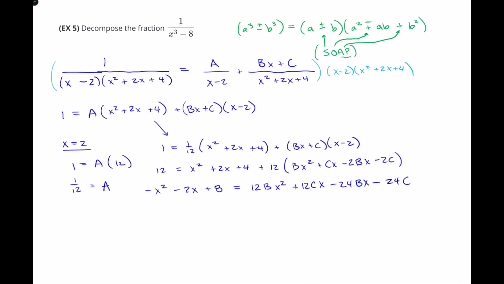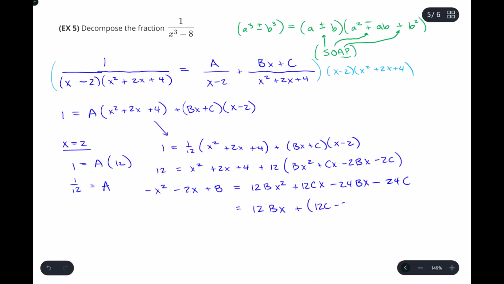It's not going to be quite as easy as it was this last time. Well, actually, it might be in this case. Sometimes it is, sometimes it isn't. But the thing is, I've got this middle term with x, and I can factor out an x and write this as, say, 12c minus 24b all times x minus 24c.